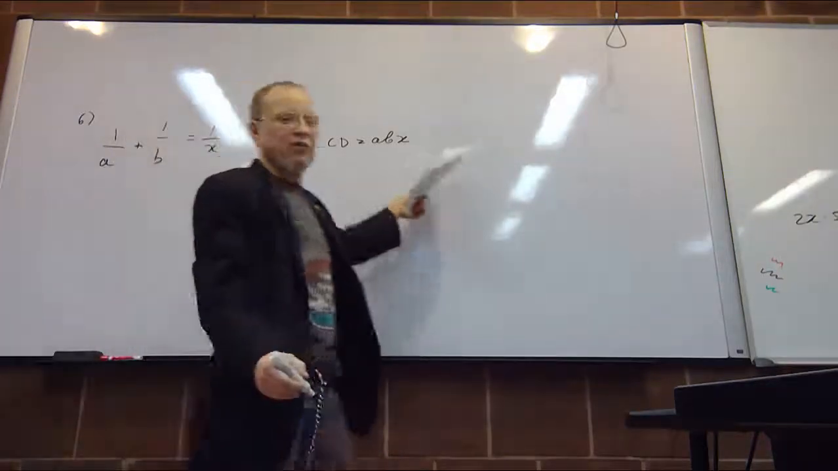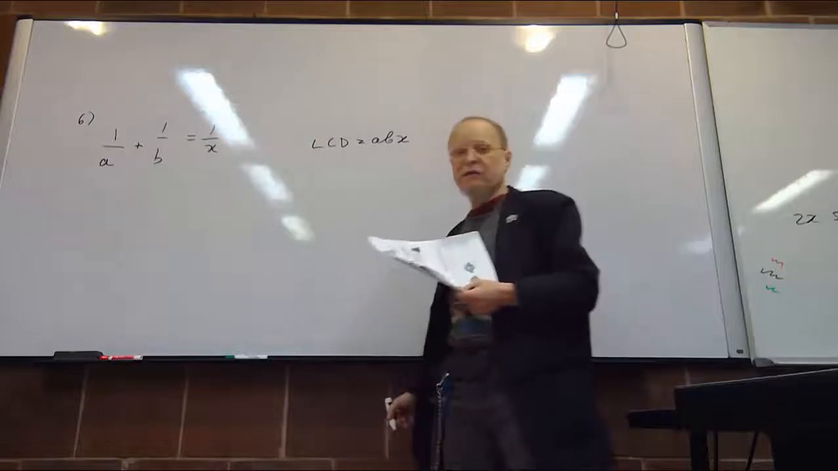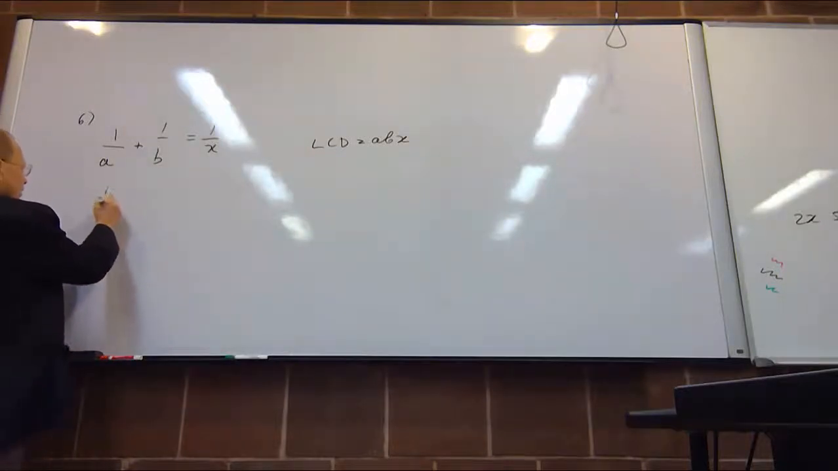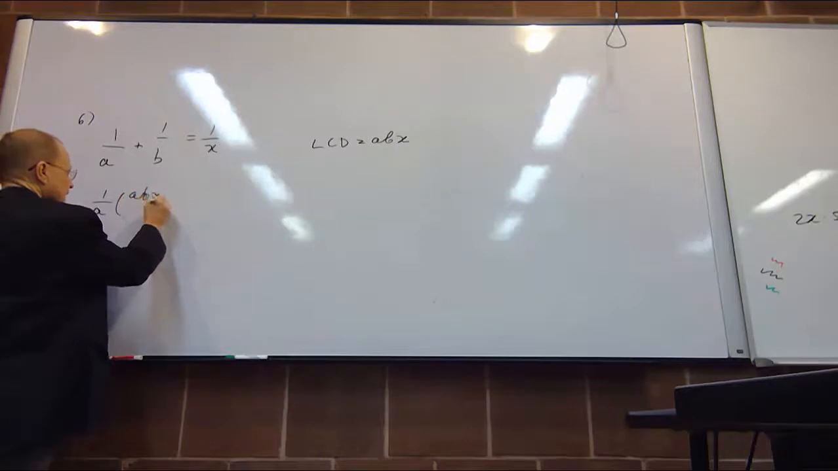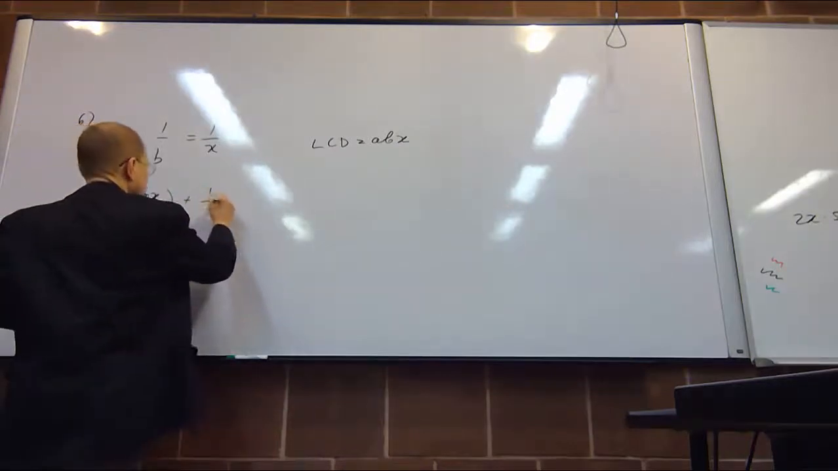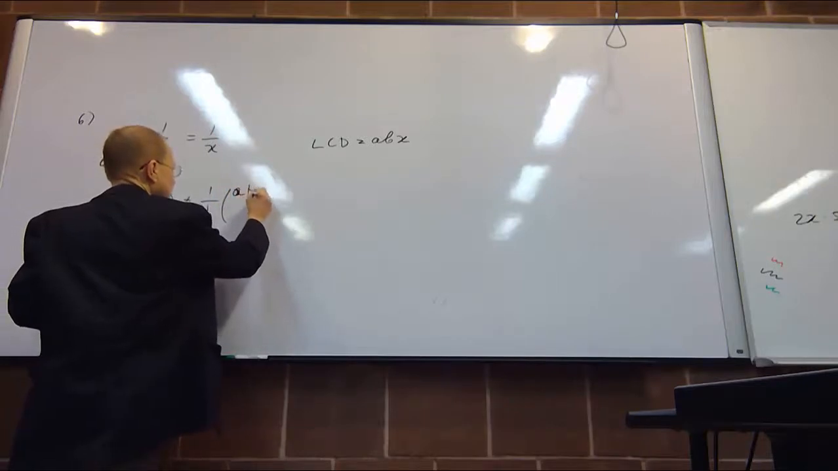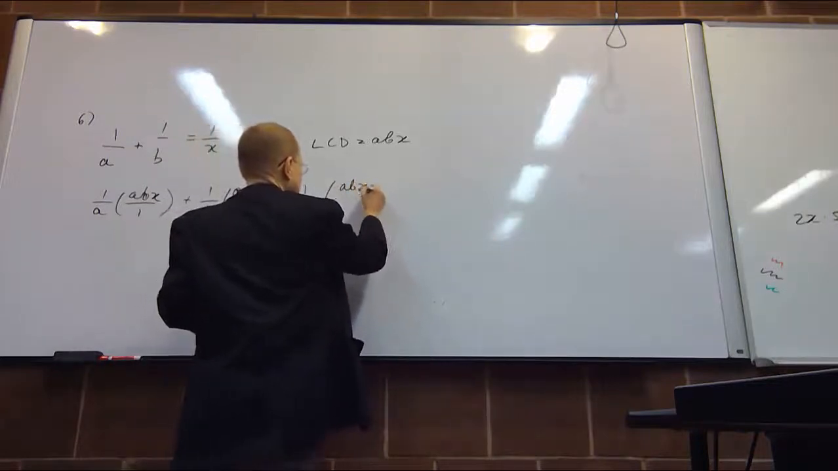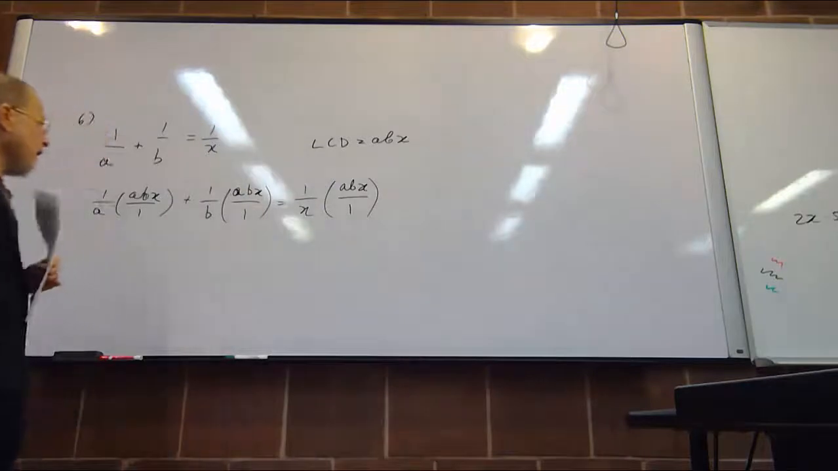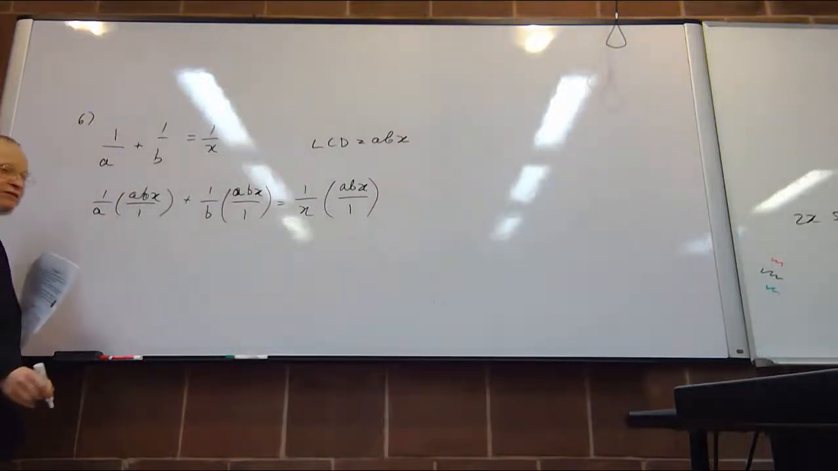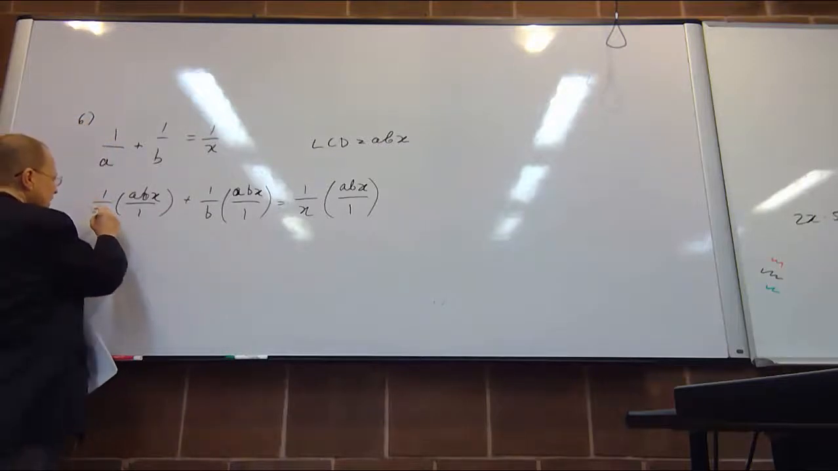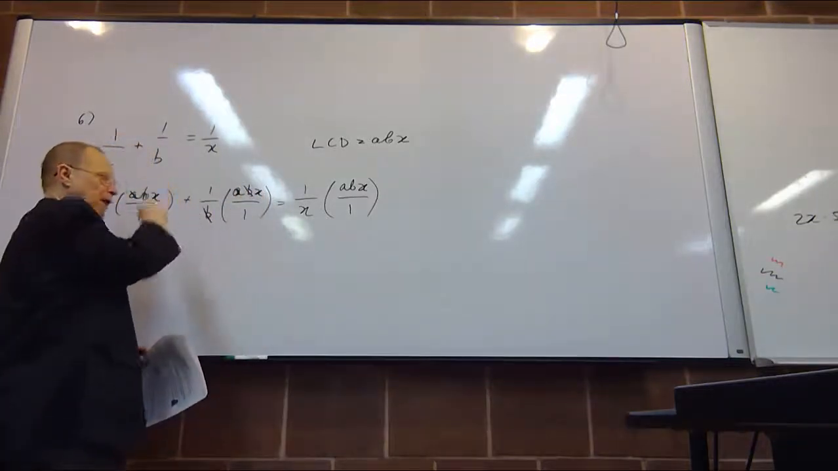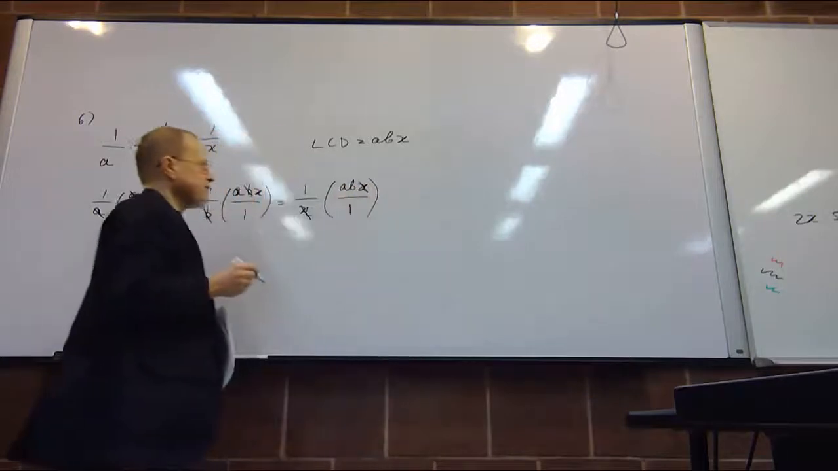So even though we have just letters here, we go through the same process as it would be for numbers. So in this case, we have 1 over a times abx over 1 plus 1 over b times abx over 1 is equal to 1 over x times abx over 1. And now we do the same thing we did before, that we did with numbers and variables. So we have the a here and a here, bye-bye a. We have the b here, bye-bye b. We have the x here, the x there, bye-bye.